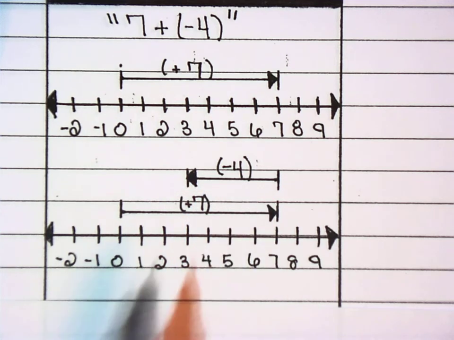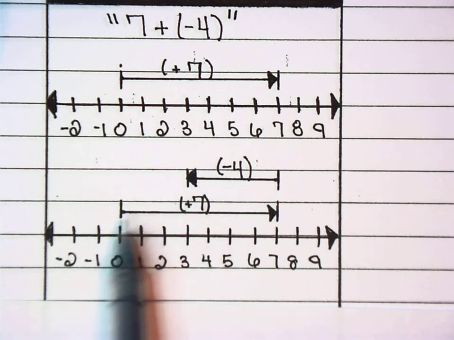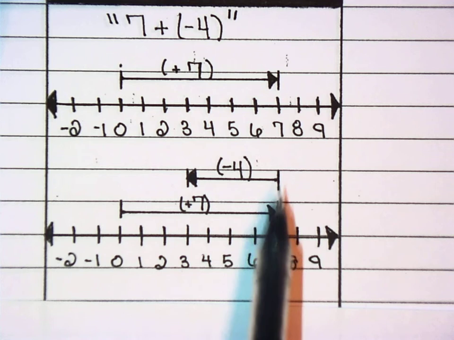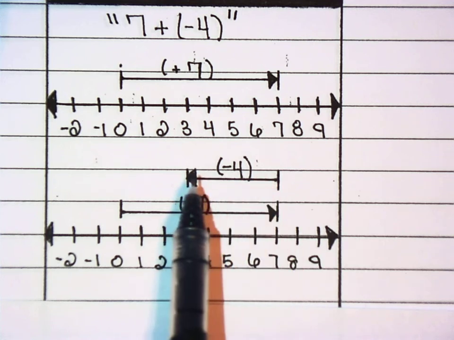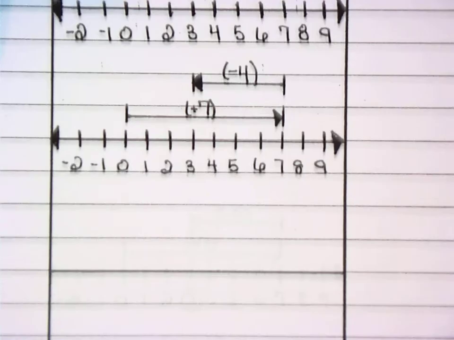So one thing I notice here now is when I'm adding positives and negatives, I get a change in direction. Positive went to the right, but when I added a negative, it made my other line go to the left. But guess what? How can I figure out my answer? Well, it's exactly where my second line ends up.